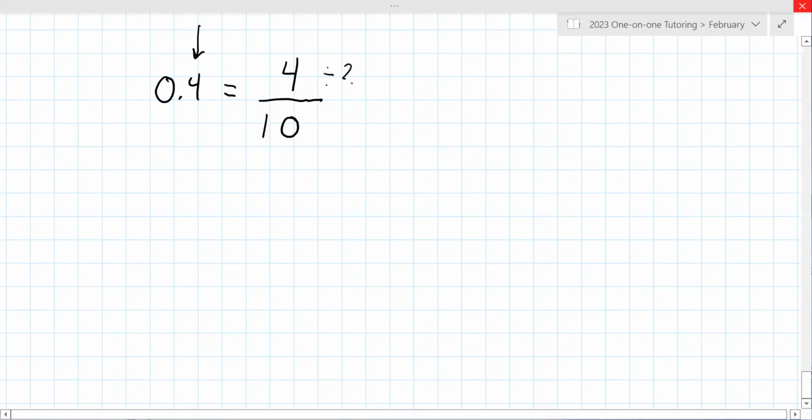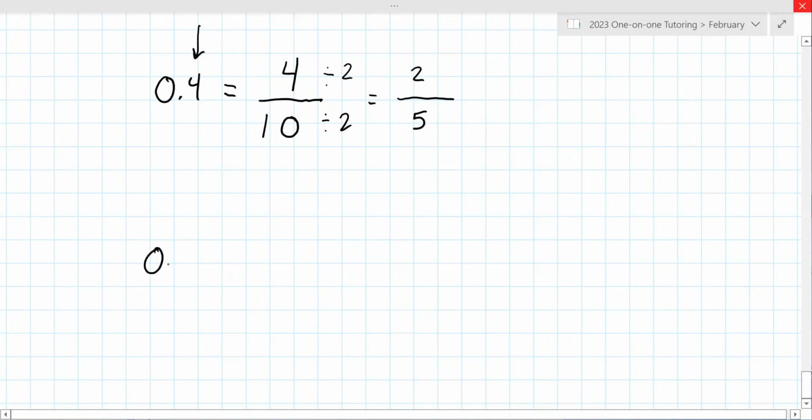What is 4 divided by 2? 2. Okay, how about 10 divided by 2? 5. Good. So notice we put the decimal here on the top, and then we're putting 10 on the bottom. Okay, so let's try another one here.